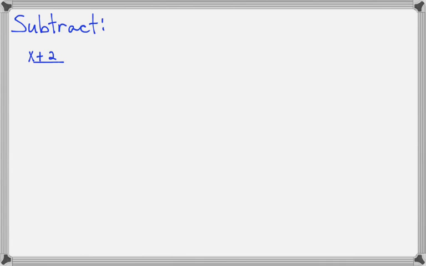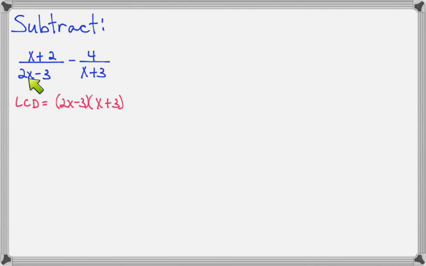So here is a subtraction problem: (x + 2)/(2x - 3) minus 4/(x + 3). I have two different denominators here. I need to make them the same, but at least there's no factoring to do here. So when I make my common denominator, the only factor of this denominator is 2x - 3, and the only factor of this denominator is x + 3. Those two factors together make the common denominator.